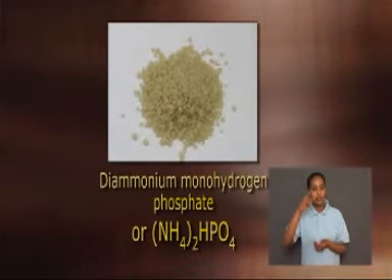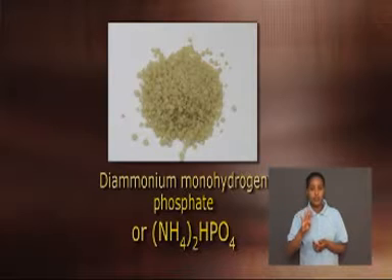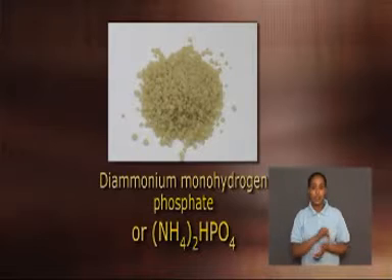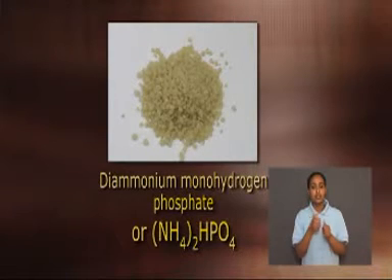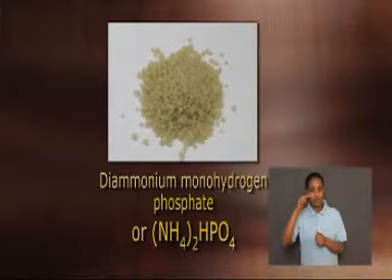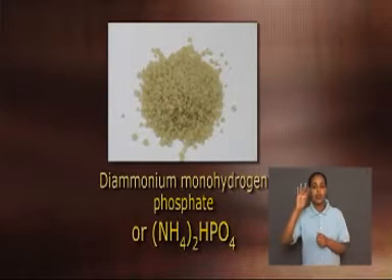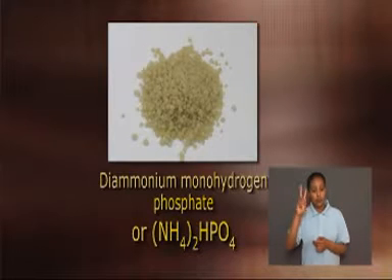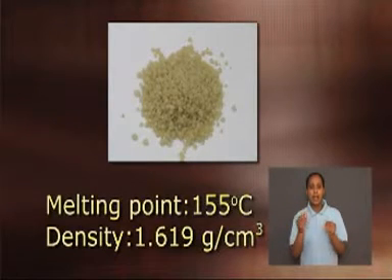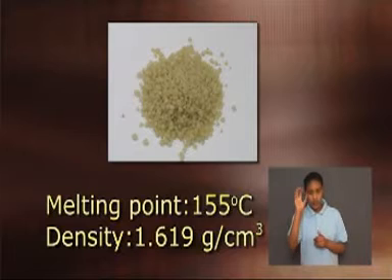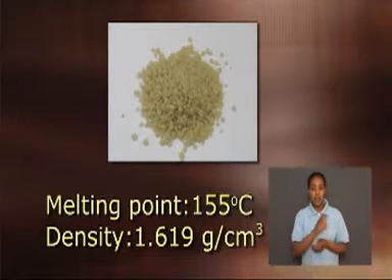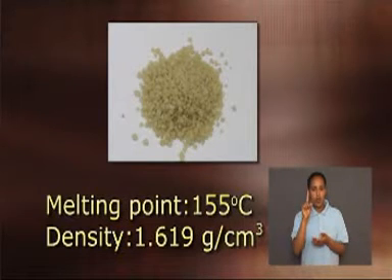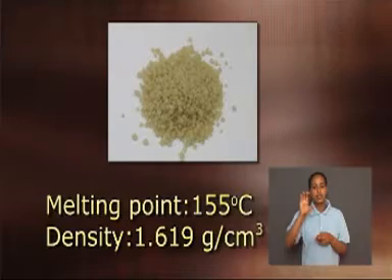Diammonium monohydrogen phosphate is a white, crystalline compound. It is one of a series of ammonium phosphate salts, all of which are water soluble. Diammonium monohydrogen phosphate has a melting point of 155 degrees Celsius and a density of about 1.6 grams per cubic centimeter.